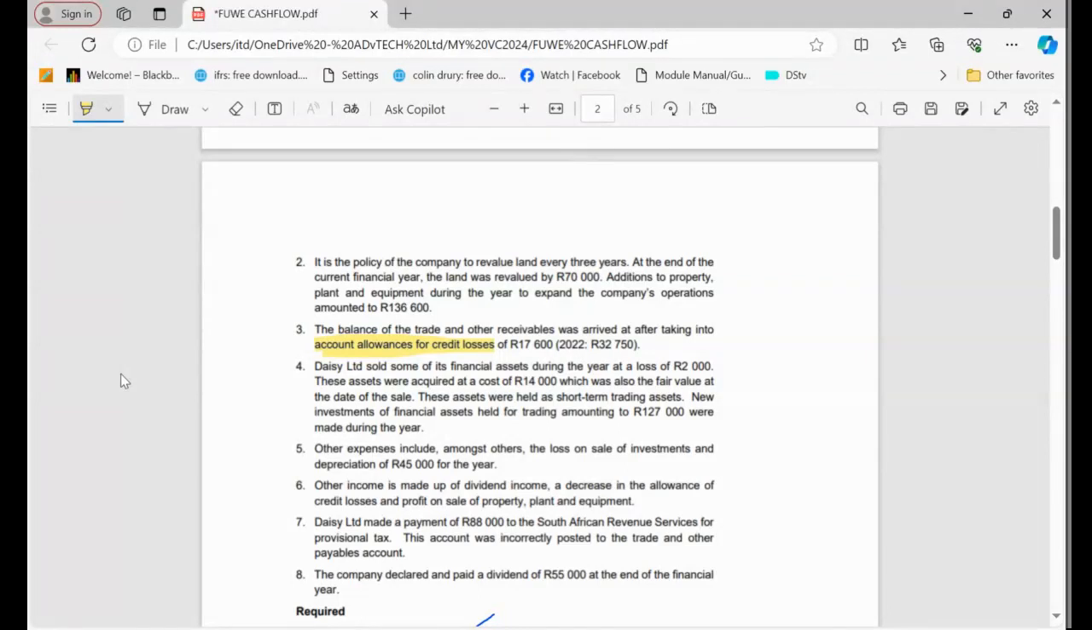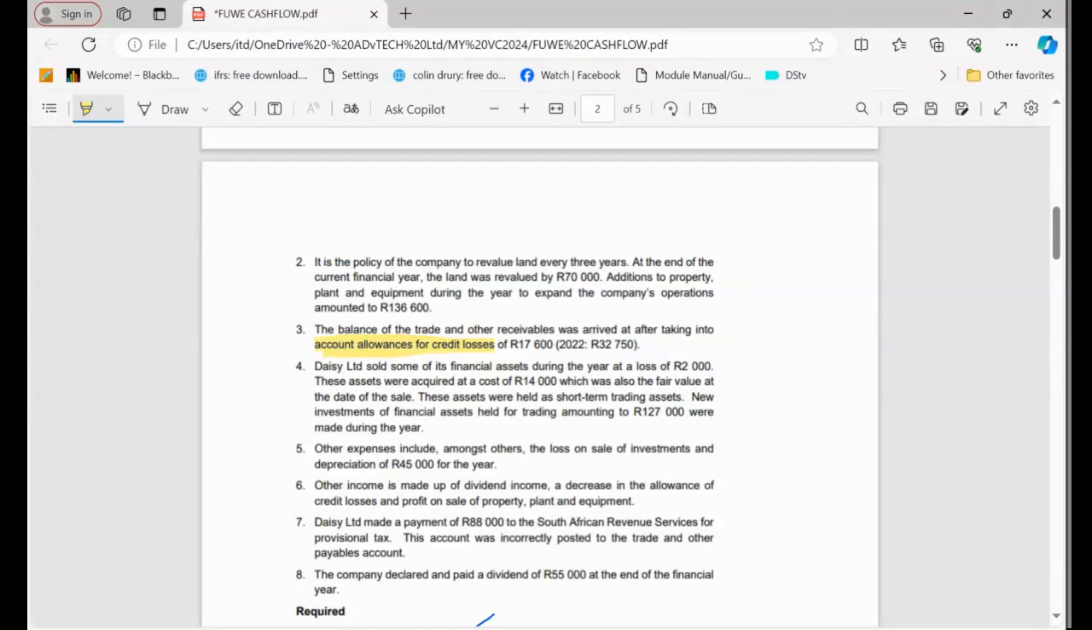So the increase will have a negative impact on your debtors. And a decrease, if you decrease it, it means you are getting it back to the business. It's going to have a positive impact. That's true. I want you to look at number 3. Can you see they gave you 2022 as 32,750? Can you see this amount here? Yes, I see it. 17,600. It's for 2023. Are you with me?